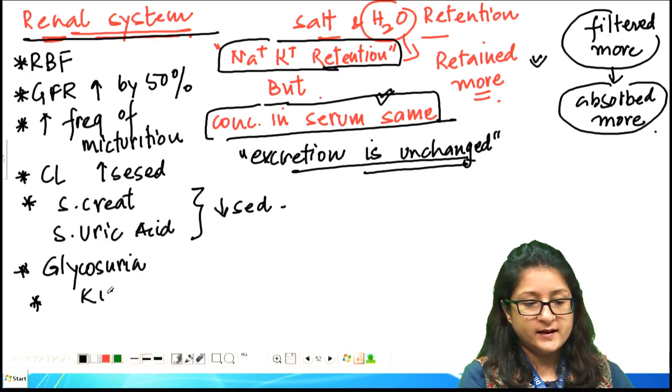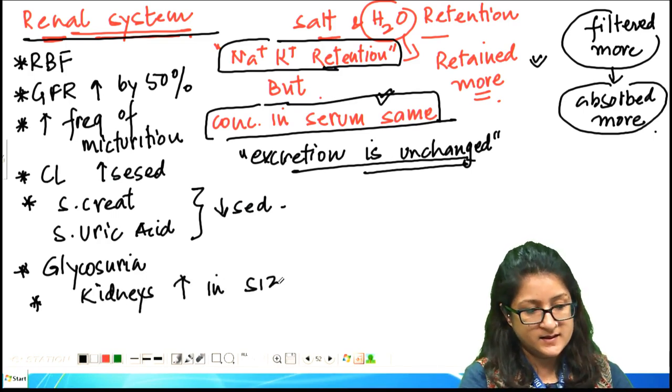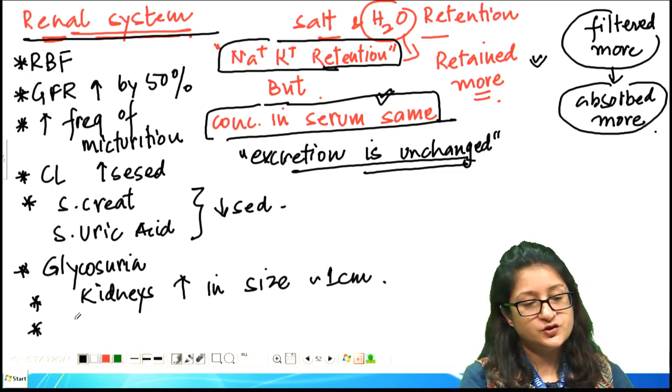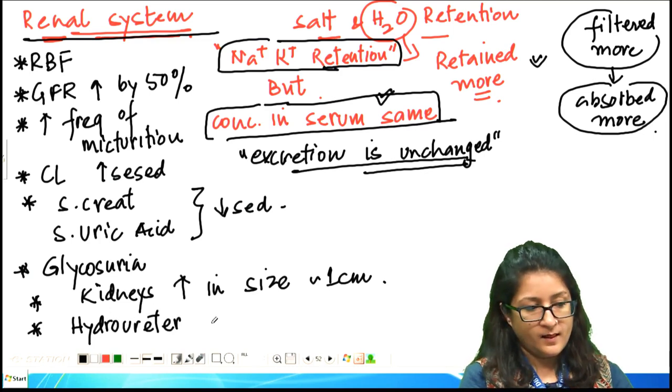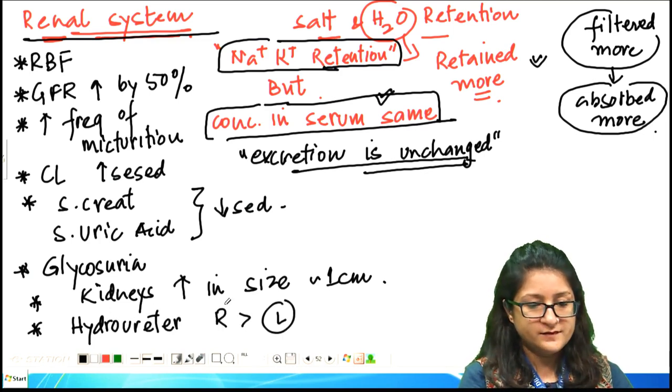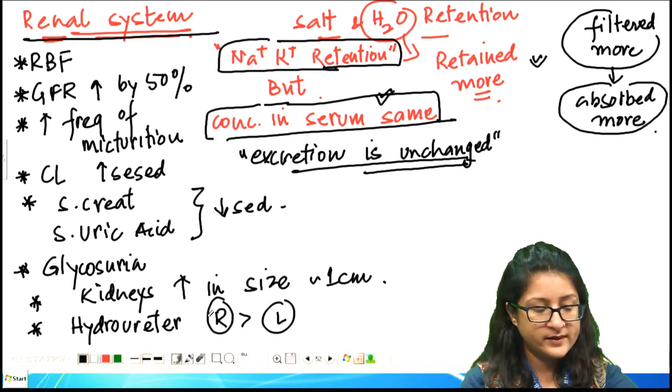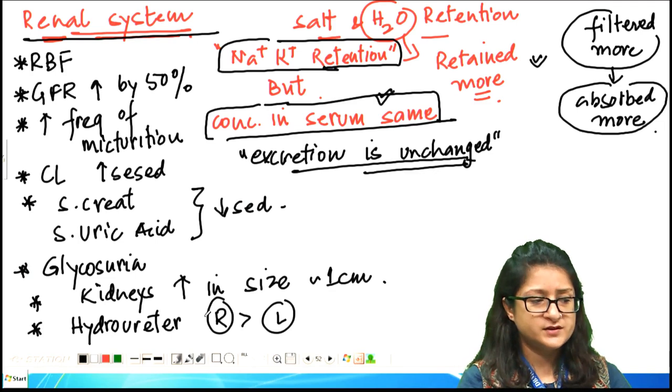Kidneys increase in size by around 1 centimeter. There is hydroureter, right more than left. All right. So these are the important renal changes that you should remember.